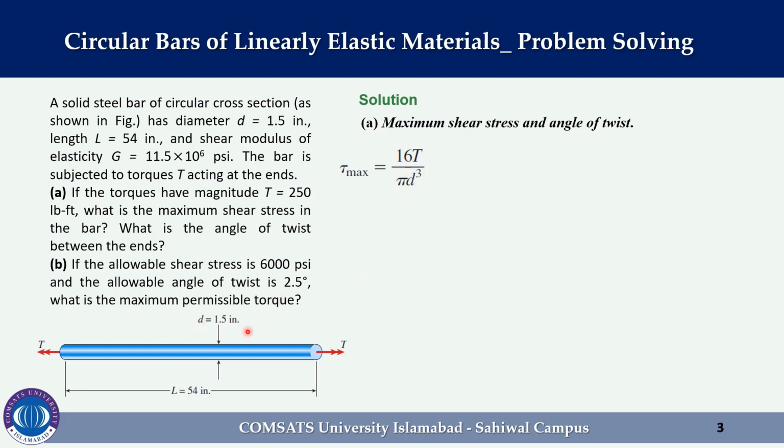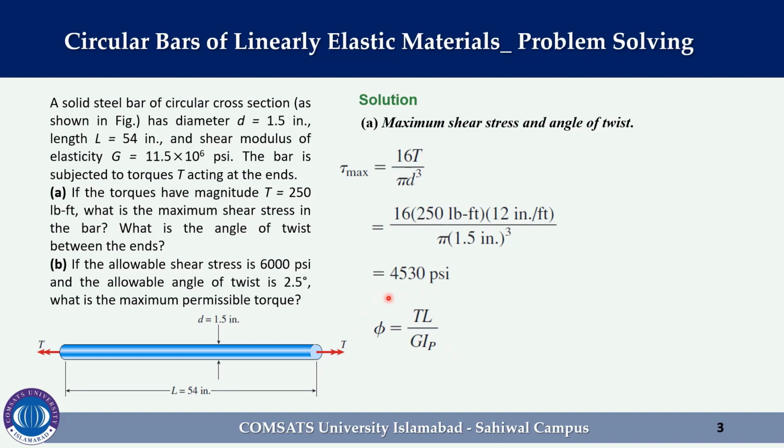We know the value of d, that is 1.5 inch, as given in the statement. But we have to convert the torque, that is 250 pound-feet, to pound-inches. For this we have to multiply 250 with 12. So after putting in all the values and performing some calculations, the maximum shear stress will be 4530 psi.